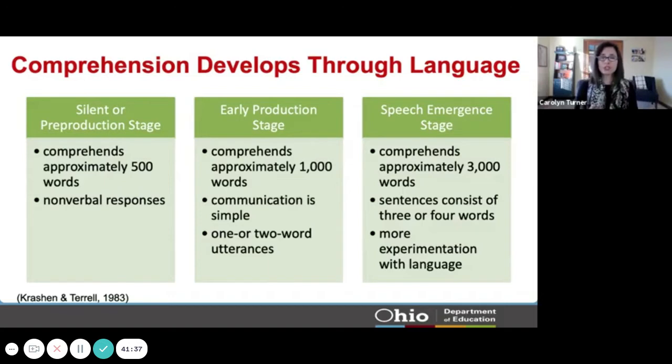Then we have that early production stage where they're just starting to comprehend this language. It's simple, one or two word utterances. Then we get into where they're really starting to verbalize, and they're starting to hold more words in their working memory. They're experimenting with the language. You can see them experimenting with noun, verb, subject-verb agreement, or complexity of sentences. So we're going through these phases in how our students are acquiring the English language, and we're starting to see how language is ultimately going to fit into comprehension depending on where they are in these phases.